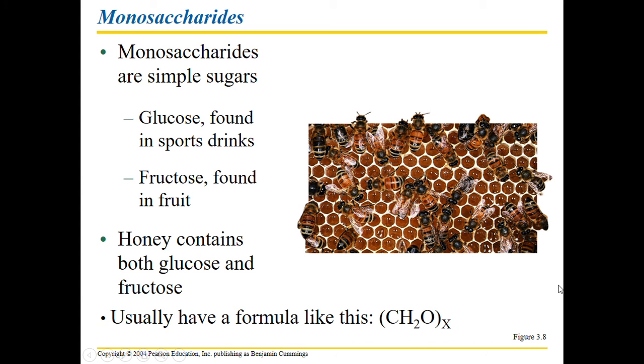We have monosaccharides. Mono means one. Remember, saccharide means sugar. So monosaccharides are simple sugars. Think of one as being a simple number, I guess. That would be a good way to remember that monosaccharides are simple sugars. We have glucose, which is found in sports drinks, and we have fructose, which is found in fruit.